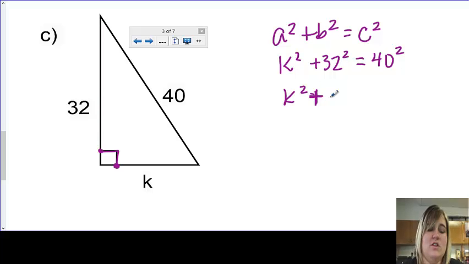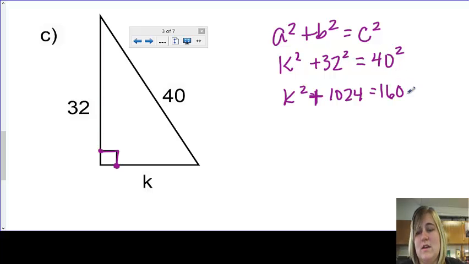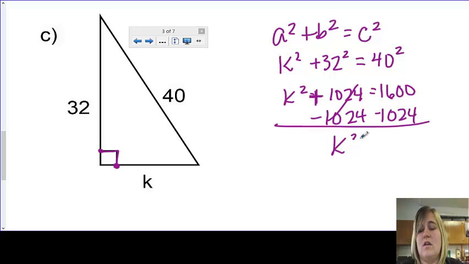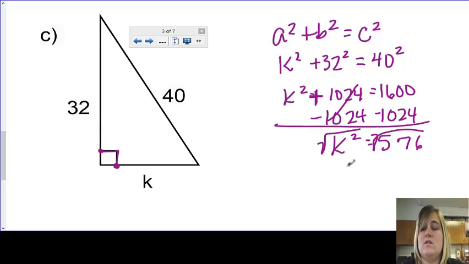When I square 32, I get 1024, equals 40 squared, which is going to give me 4 times 4 is 16, and tack on those two zeros. So to get k by itself, I need to subtract 1024 from both sides. I get that k squared is equal to 1600 minus 1024, which gives me 576. Now I can cancel that square by taking the square root on both sides, which gives me that k is equal to 24.